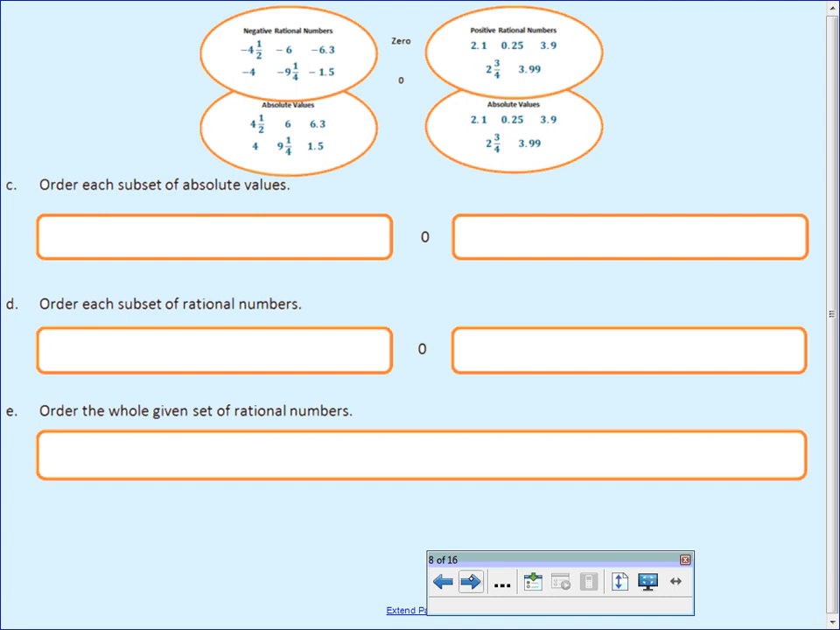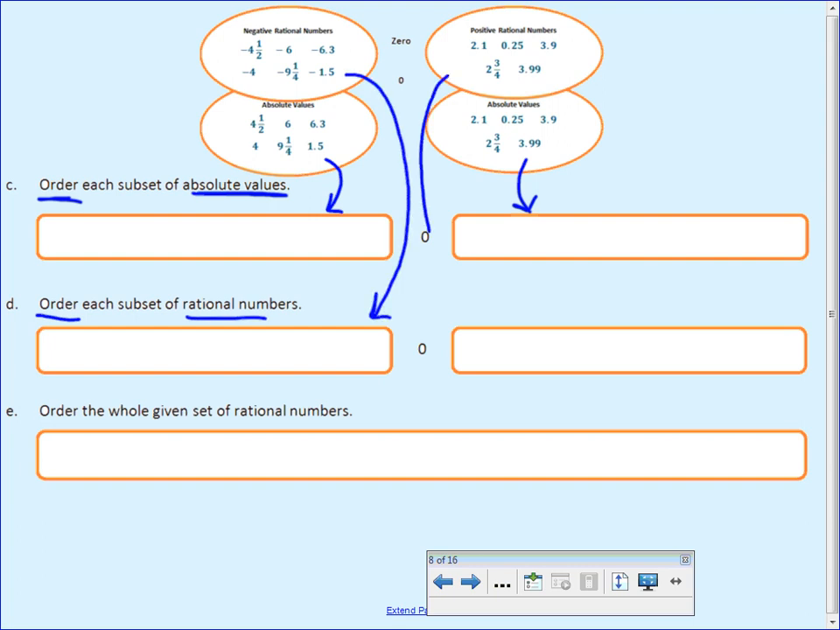The next task they're asking you to do is to order the different bubbles. So first they want you to order the absolute values. So this bubble you're going to order there from least to greatest. This bubble you'll order there from least to greatest. E is asking you to order the rational numbers. So your first bubble gets ordered here. Your first bubble gets ordered here. Then take all of the rational numbers and order them there.